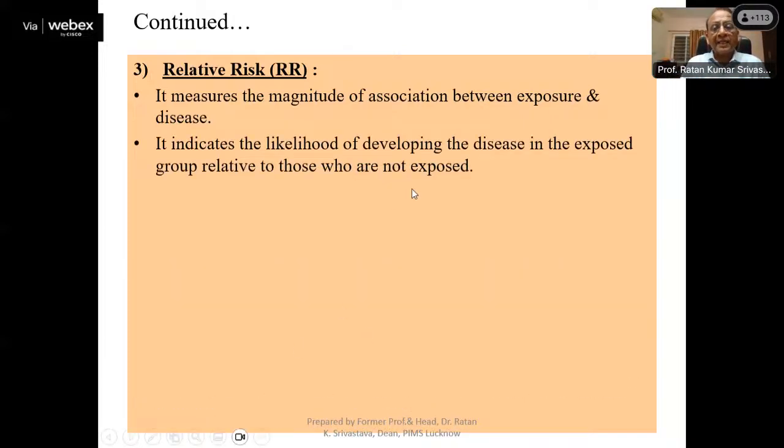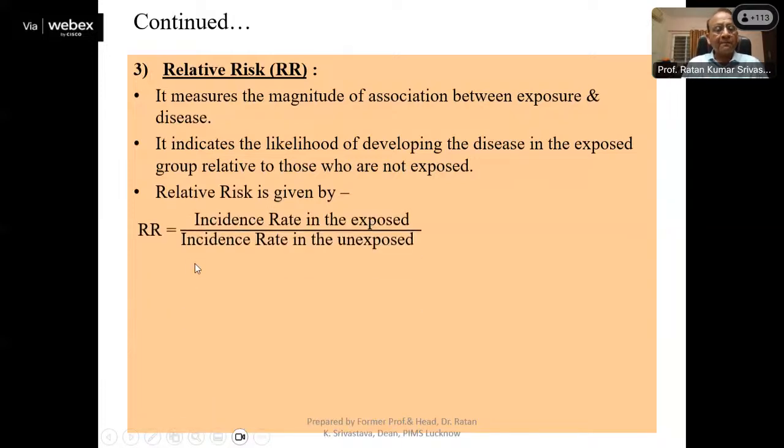It indicates the likelihood of developing disease in the exposed group relative to those who are not exposed. Relative risk is given by the formula: incidence rate in exposed divided by incidence rate in unexposed. In the same way, if you calculate incidence risk in exposed and incidence risk in unexposed, then you get relative risk. Whatever I am saying over here, that is relative risk, when you calculate.